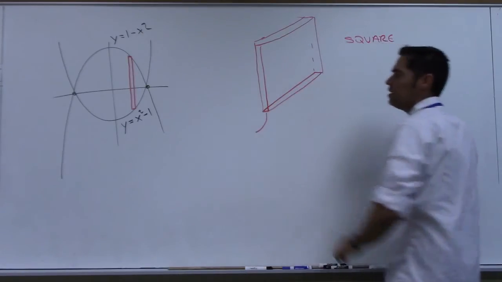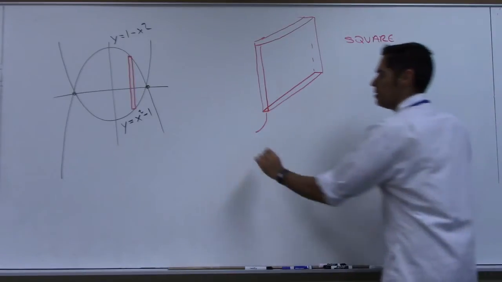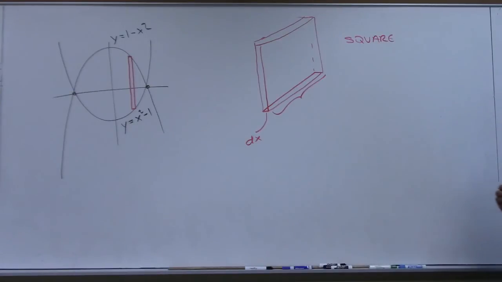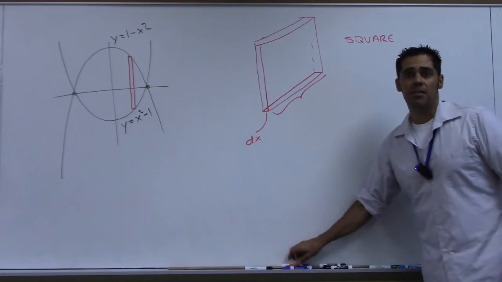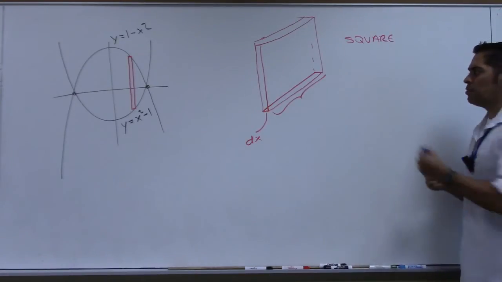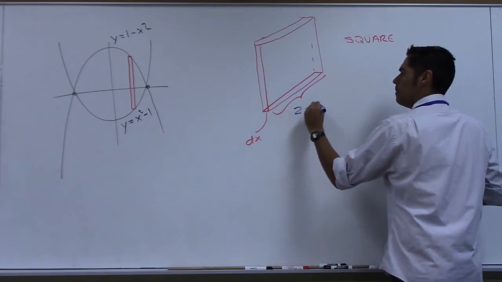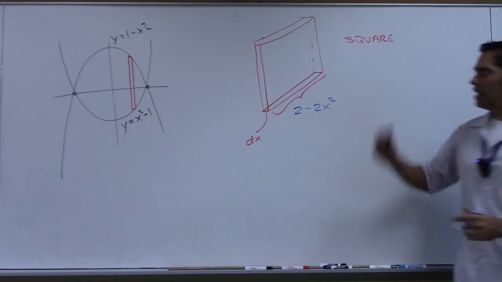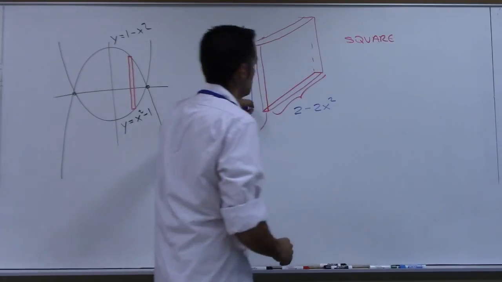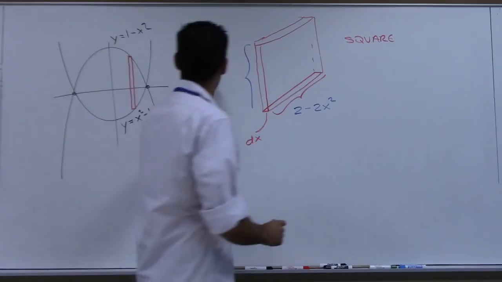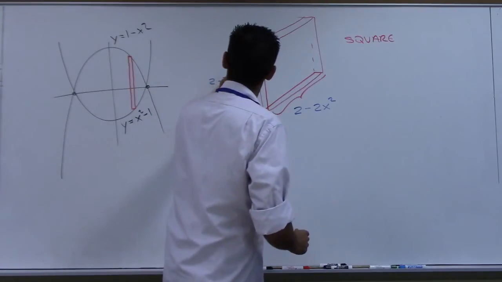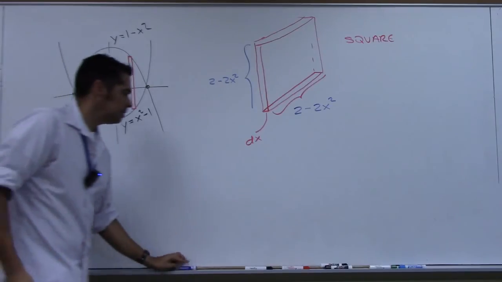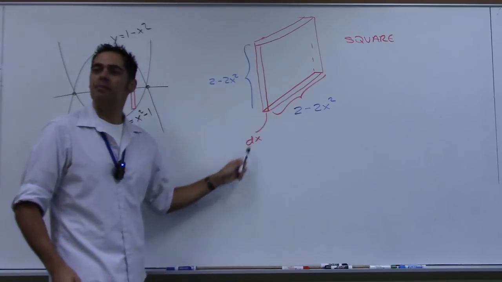How wide is this thing? dx. How about that piece? That's f minus g again, isn't it? Which for us, we've already done this. It's 2 minus 2x squared. But since it's a square, that's what the height is also, right? So this is 2 minus 2x squared. So what's the volume of this one slab? This times this times this, right?